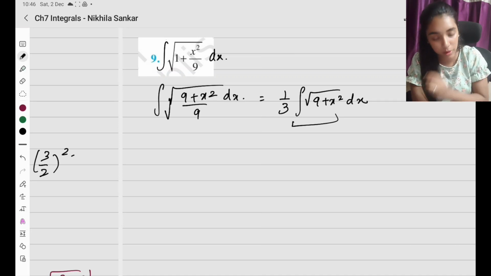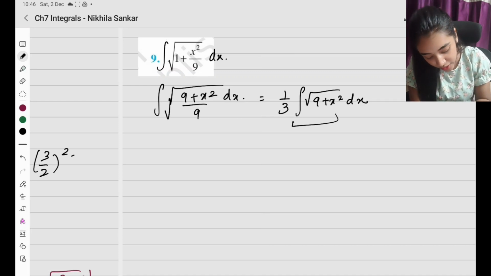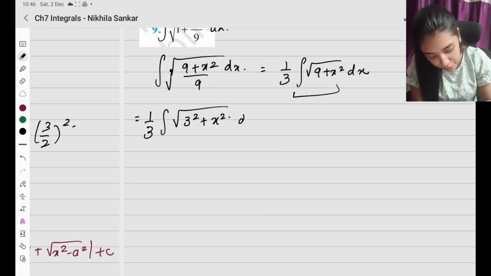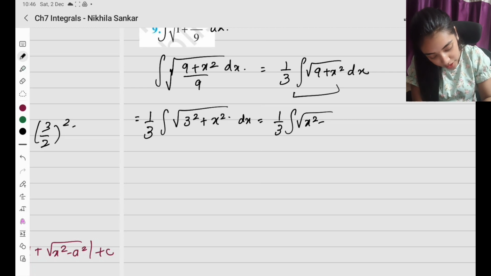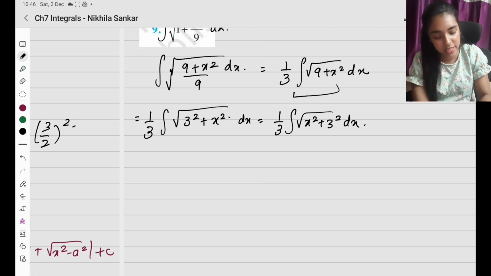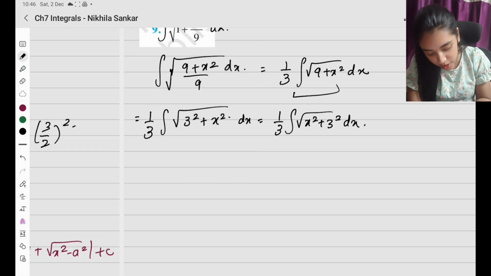Now let us focus only on this integral. So 1 by 3 integral of square root of 9 can be written as a square plus x square. It is in the form of addition. So a square plus x square and x square plus a square are the same. So you can write this as x square plus 3 square times dx. Okay, so what is the formula?